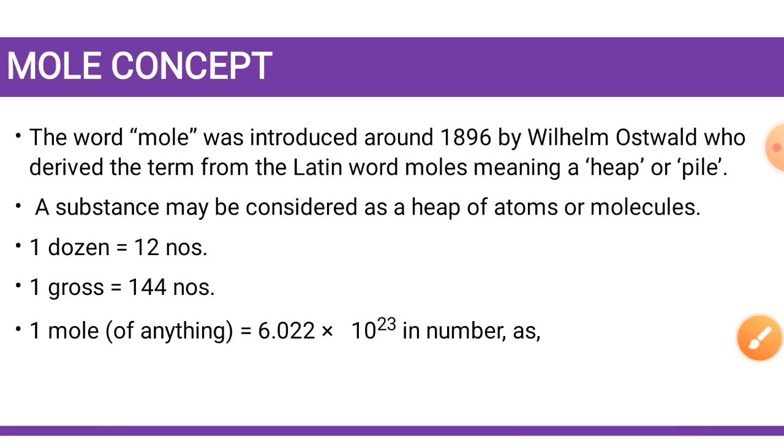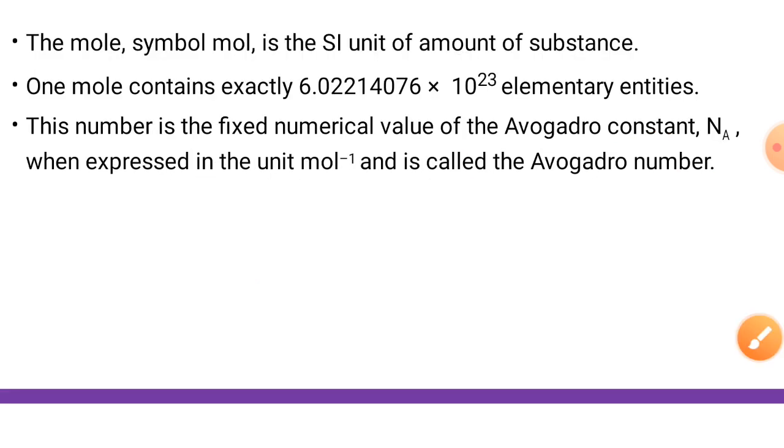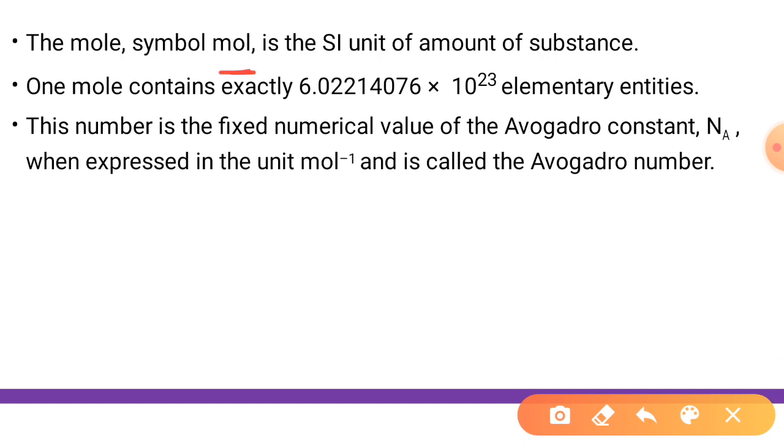Let's go to other concepts. Here on your screen you can see that first of all the mole has the symbol mol. Students, the unit mole was accepted in 1967. Now we can say that mole is the fundamental unit of amount of substance, and as I have told you, 1 mole contains exactly 6.022 × 10^23 elementary entities. You can even say these are atoms, molecules, ions.